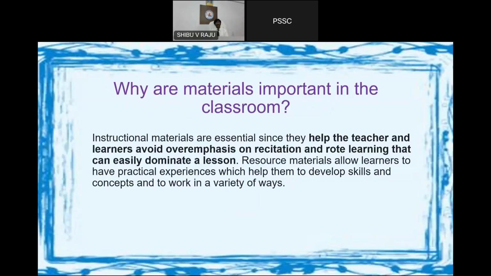So instructional materials are essential since they help the teachers and learners avoid over-emphasis on recitation and rote learning that can easily dominate a lesson. Resource materials allow the learners to have practical experiences which help them to develop skills and concepts to work in a variety of ways. One concept can have different ways, the same concepts that he has to bring in.